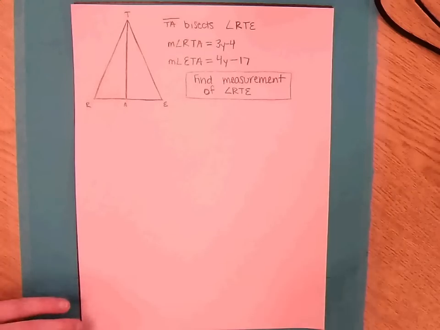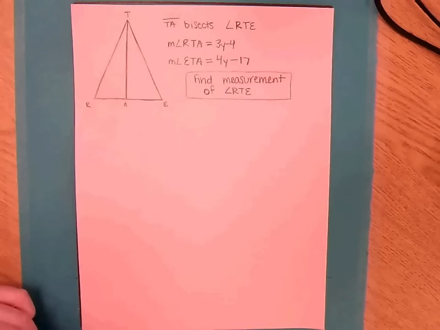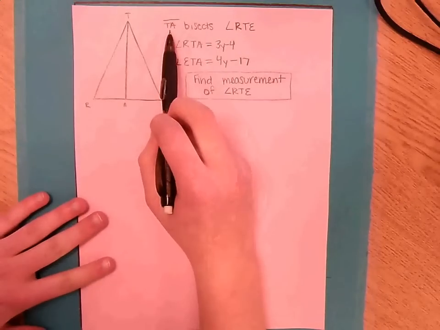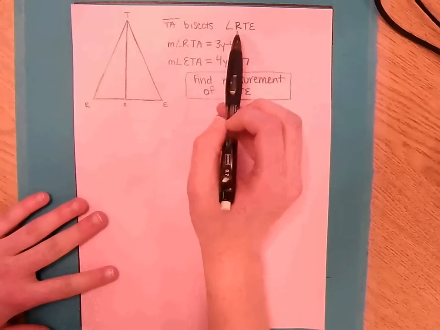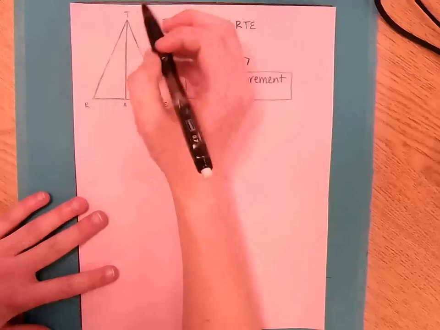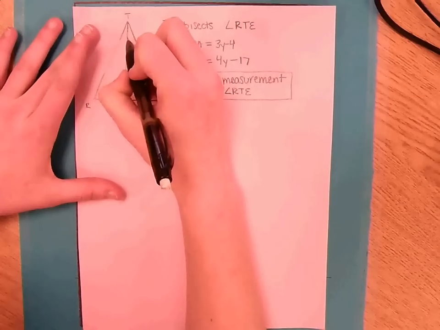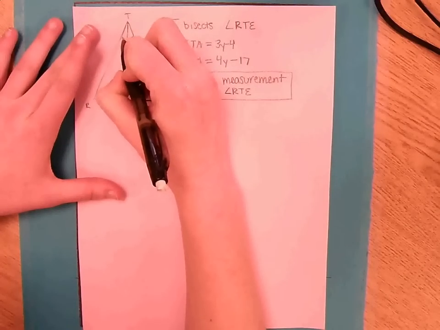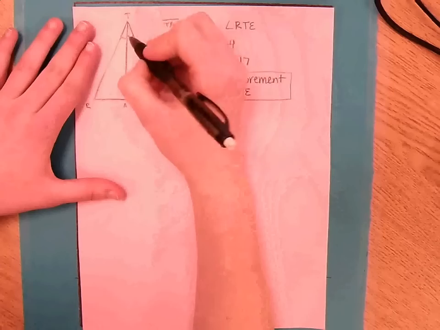For this problem, you can pause it and write down what I have, draw the picture and whatnot. We're going to start out with what it says. Line TA bisects angle RTE. RTE is this big angle, so this bisects it, which means it cuts the angle in half, which means they are congruent to each other. So we're going to do that to show that they are equal.